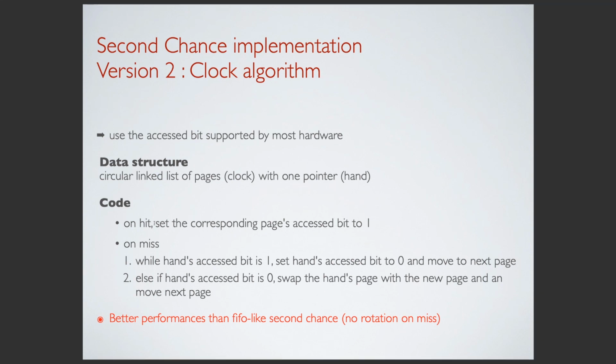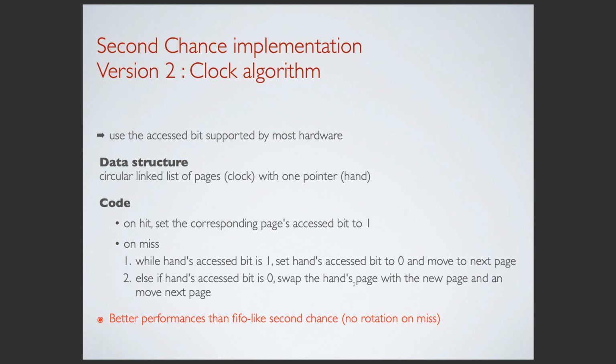On hit, same as before, you turn the access bit to 1. You do nothing with the linked list. On miss, you do the following. While the hand's access bit is 1, you set it to 0, and then you move to next. Okay, so you see here, this is faster than before because you don't need to rotate stuff. You just move the pointer, and you know it's cheaper. And then, until you find what? Until you find the hand points to an element where the access bit is 0. And when you find this one, it's the one that you should swap.